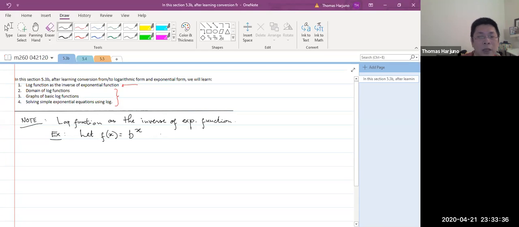Now, we have seen from the graph that it is a one-to-one function. We have seen that y equals b to the x is a one-to-one function for b positive and not 1. Okay, now then, let's find the inverse function.